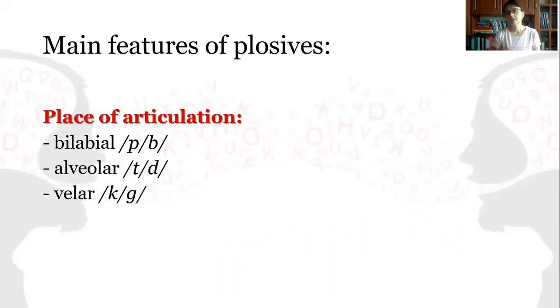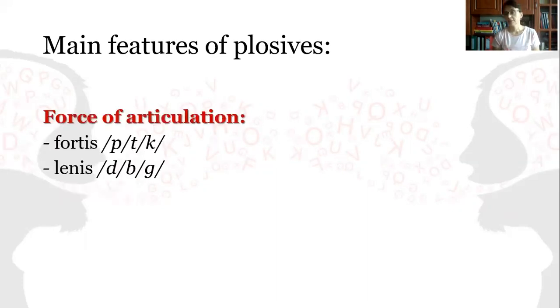Okay, so when it comes to the place of articulation, we have bilabial plosives, meaning that both lips are involved in the pronunciation, p, b. Alveolar, like t, d, right? When the tip of the tongue just goes to the alveolar ridge, and finally velar, like k, g, where the back of the tongue just is raised towards the soft palate.